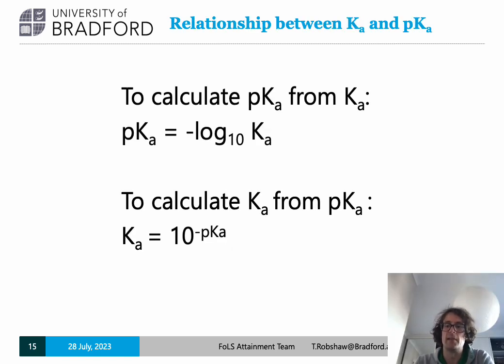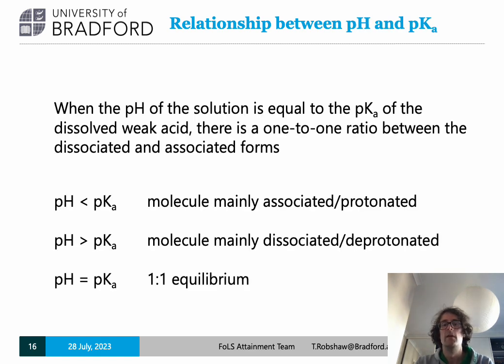As you might have suspected, the relationship between pKa and Ka is exactly the same as the relationship between pH and proton concentration, and you can convert mathematically between the two in exactly the same way. So the pKa is simply a convenient way of expressing the acid dissociation constant without having to write very, very small numbers. Exactly the same concept as pH. So that's one important relationship.